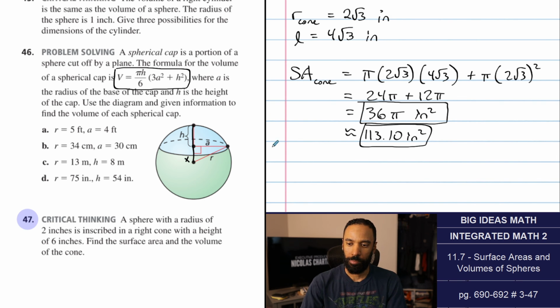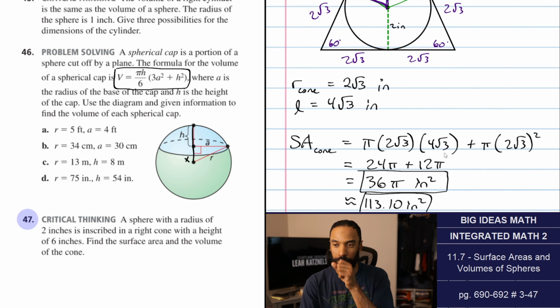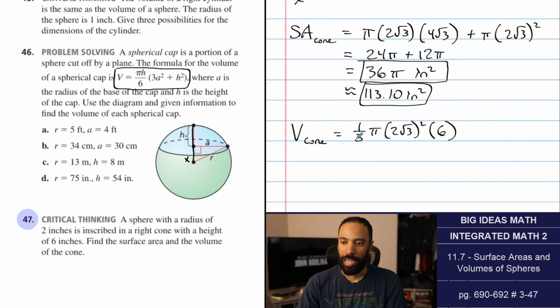The volume of the cone is going to be 1/3 area of base, pi r squared, which we already saw before, times height. What was it, 12? No, 6. Times 6. Now 6 divided by 3 is 2. So I'll get rid of that. I'll just call that 2. That's not squared, by the way. That's just a 2.